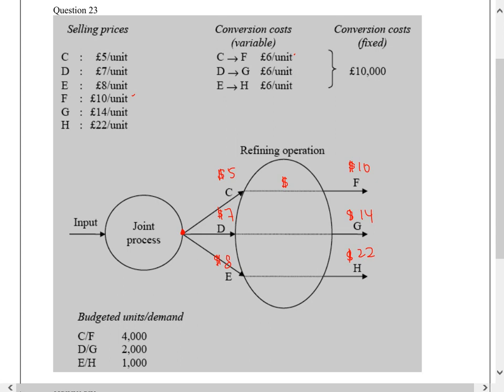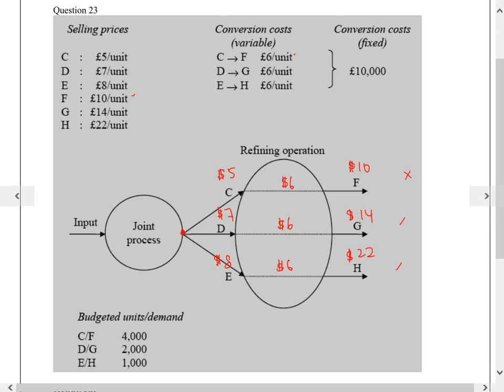Conversion cost means you convert from C to F. So decision, do you further process C to F? Incremental revenue is 5, but your cost is 6. No. D to G? Yes. And E to H? Yes. So we will further process these two.